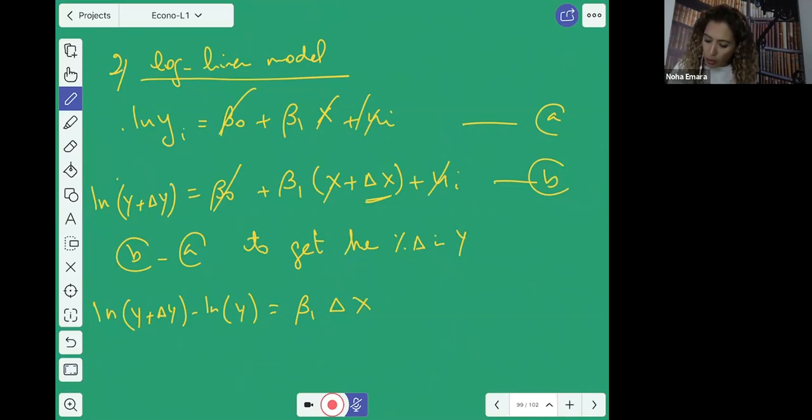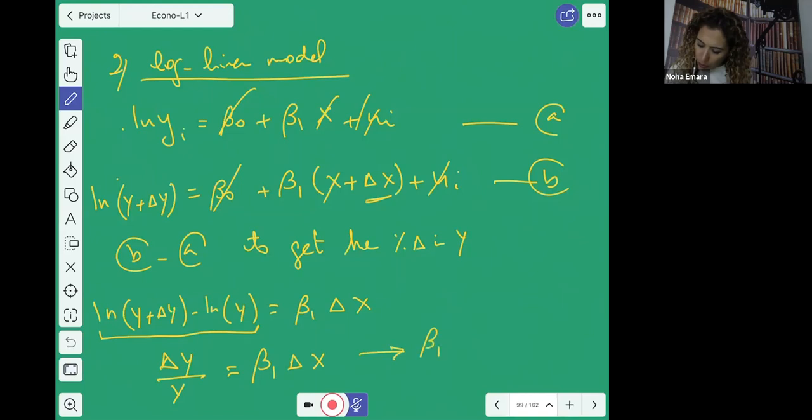Now, again, my interest would be about the change, okay? So based on the formula, I know that I can remove this part and write it this way. Change in y over y is equal to beta 1 change in x, okay? So that means the slope, just solve for beta 1, would be the percentage change in y because of a 1 unit increase in x, whether it's in minutes or dollars or miles or anything, okay?